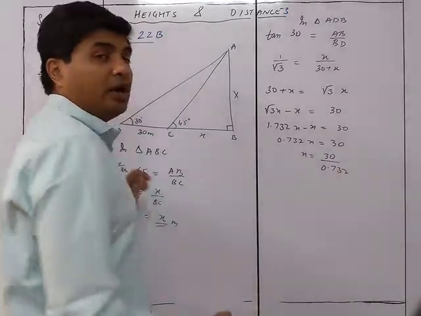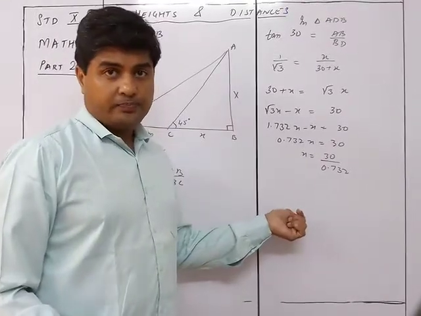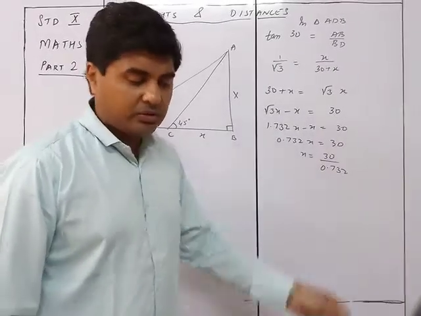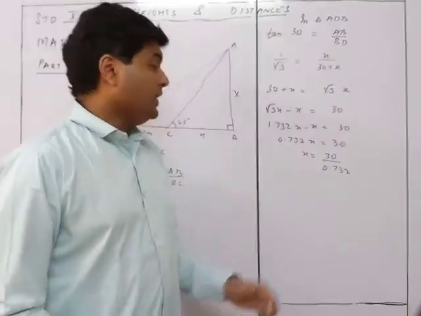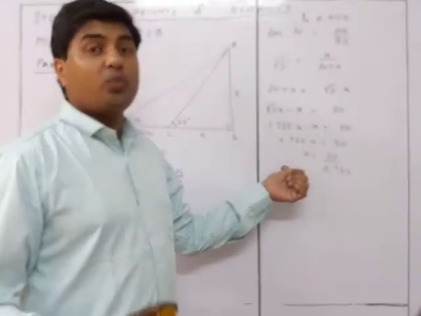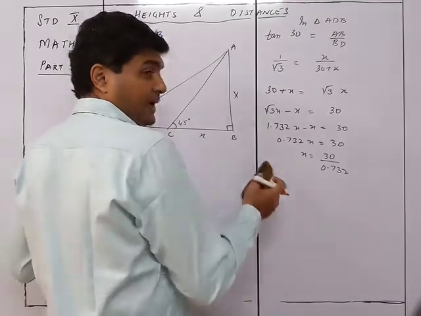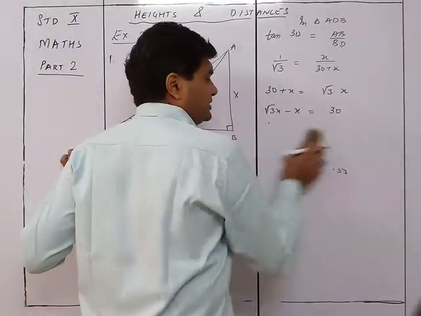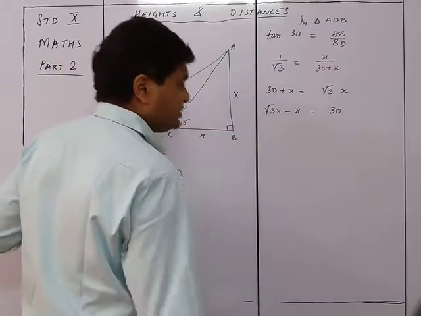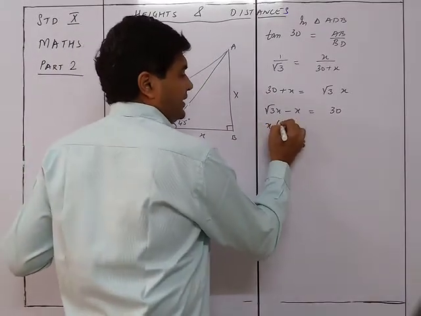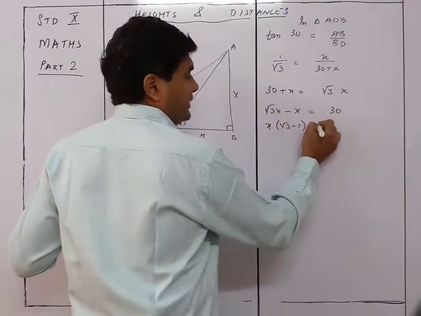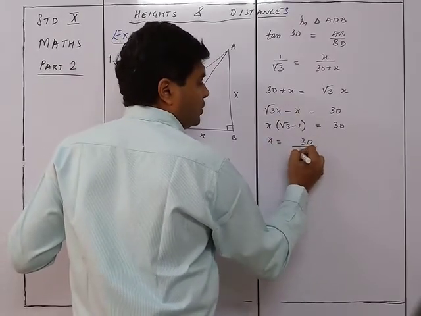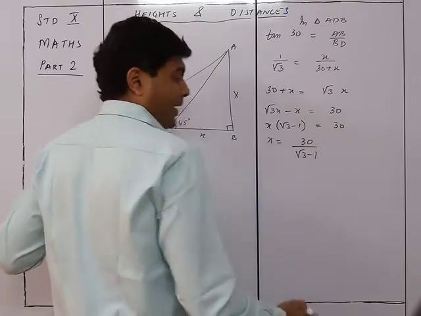Doing a calculation of 30 divided by 0.732 is not advisable. So then what should we do? Again, no calculators, that's why I'm telling you. So what we will do is, we will not do this. Instead we will say x times root 3 minus 1 is equal to 30. So x is equal to 30 upon root 3 minus 1.